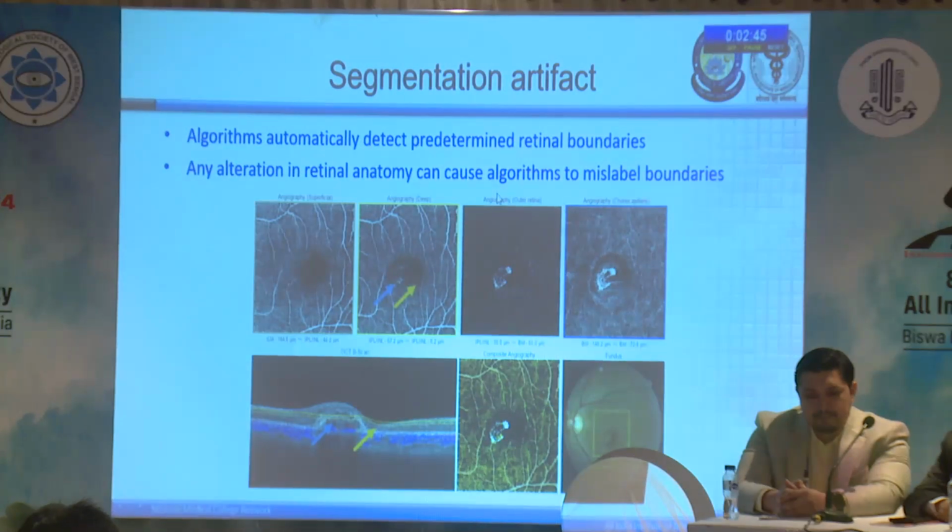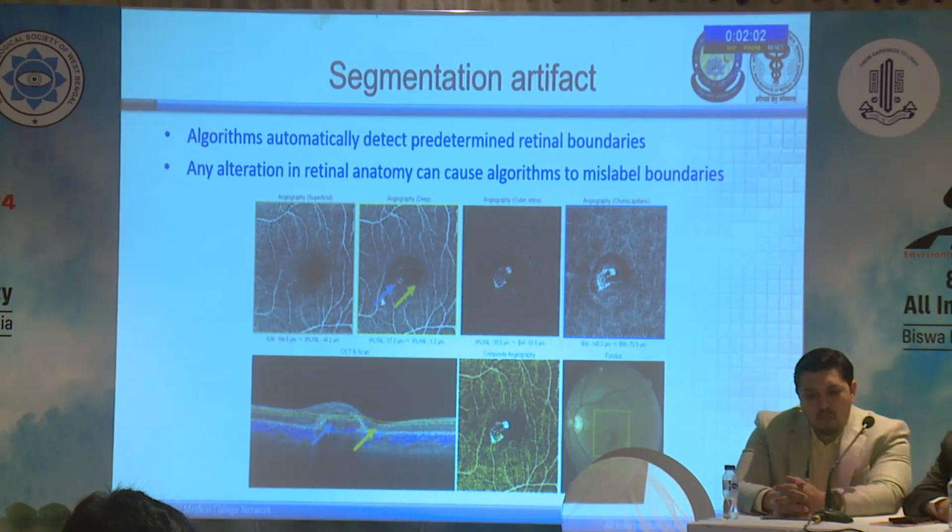Now segmentation artifact occurs because the machine automatically segments based on the predetermined retinal boundaries which we have gathered from the healthy eyes. So any alteration in the retinal anatomy will make the machine mislabel the boundaries. If we see this example here, the area denoted by the yellow arrow, you can misinterpret it as a flow void or a deficit of the vasculature. But if you see the corresponding OCT image, you see that the segmentation lines are above the retina in this area, so there is no vasculature in this area. That's why this absence of vasculature is there, and it's not an actual flow void.